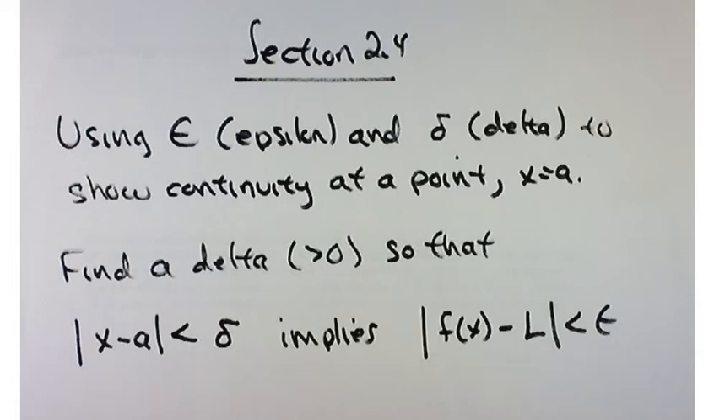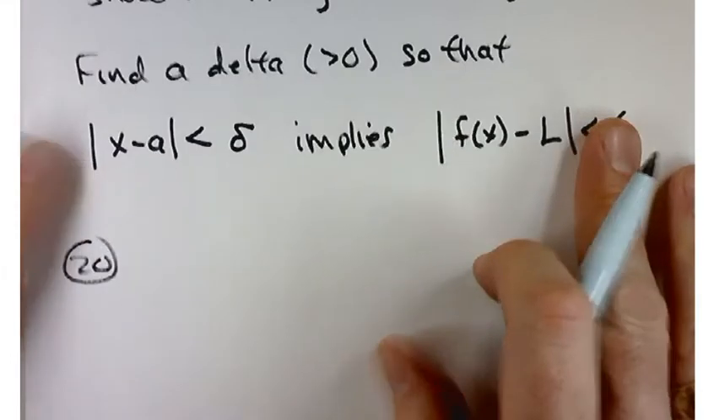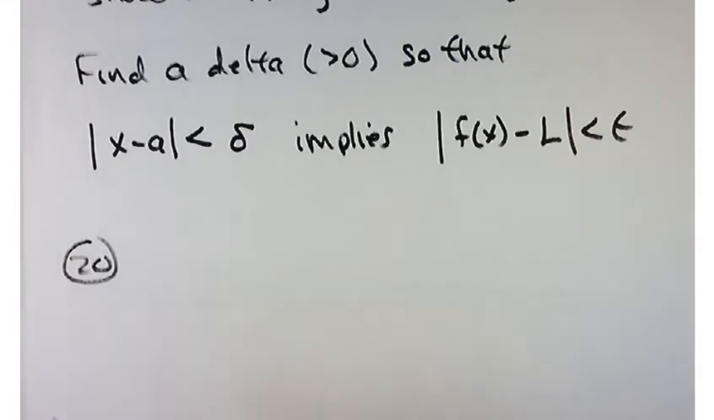So section 2.4 is going to talk about proving continuity at a point, and we're going to do that using epsilons and deltas. It's a very formal way to show that a point is continuous. And to help you understand this, let's actually look at a problem. It's problem number 20.